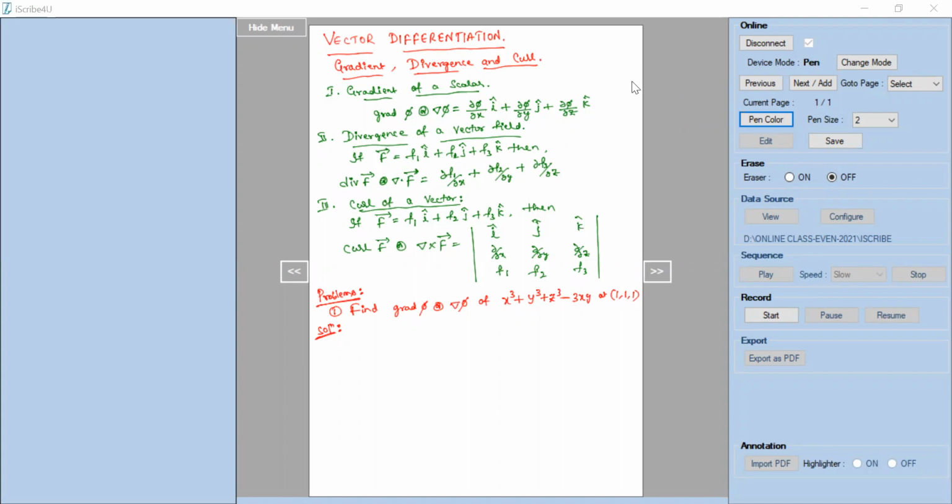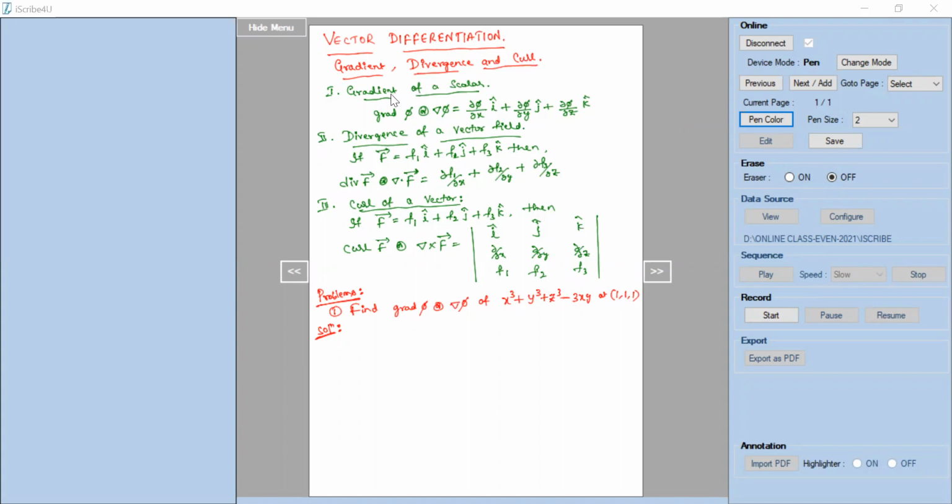So, in this video, let us discuss some basic concepts of vector differentiation. Those are how to find the gradient of a scalar field, and the divergence and curl of vector quantities. So, straight away, I'll start with the definition of a gradient.